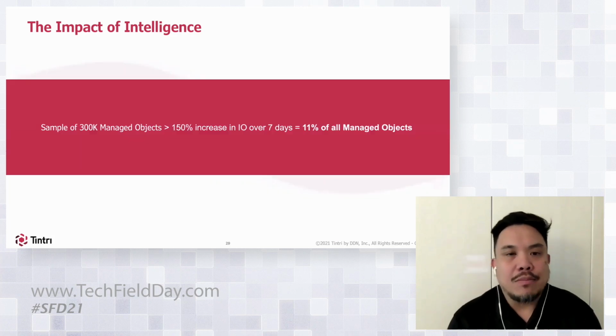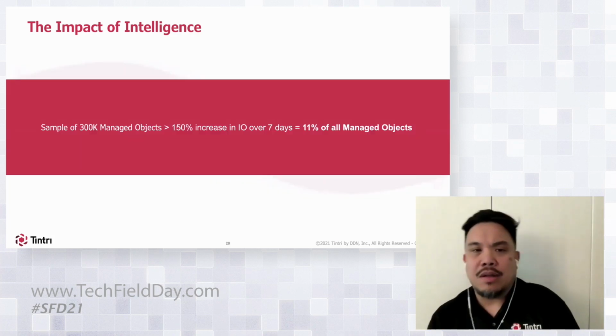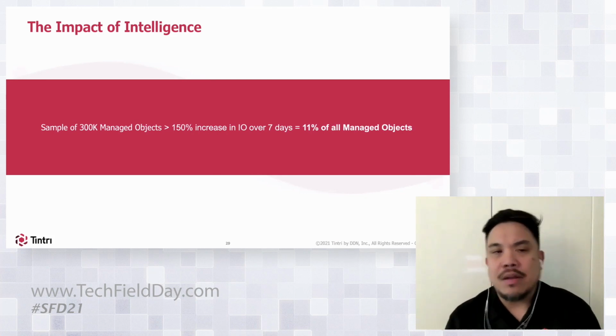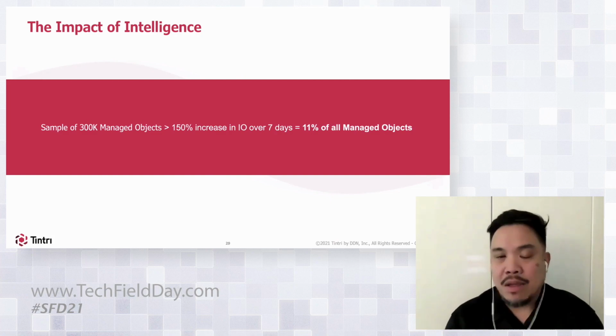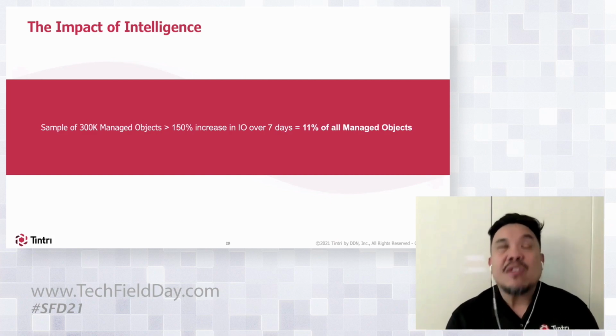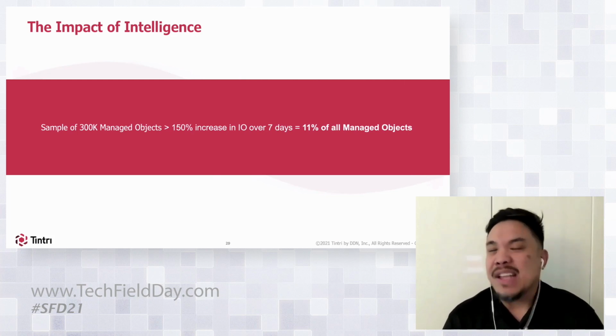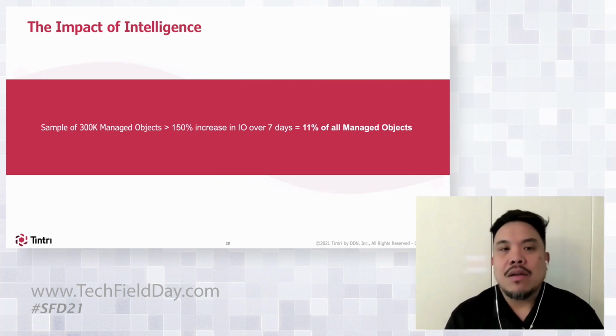We did a data sample analysis, looking at a period and a sample of all the managed objects that we see and that our appliances respond to. We were interested in finding out what behaviors we could reasonably project are problematic. What we settled on were managed objects that consume a certain amount of performance reserves on the storage array, and over the course of 7 days, that behavior caused an increase in performance reserve of 150% or more.